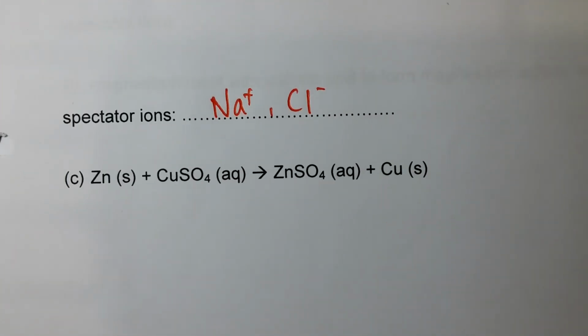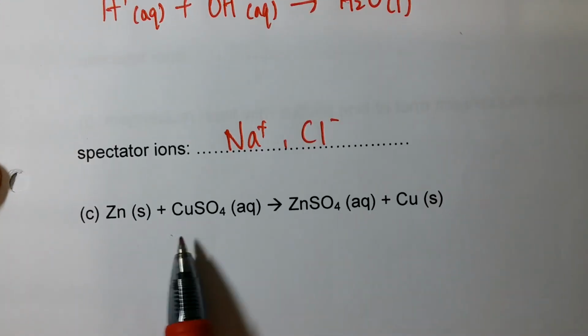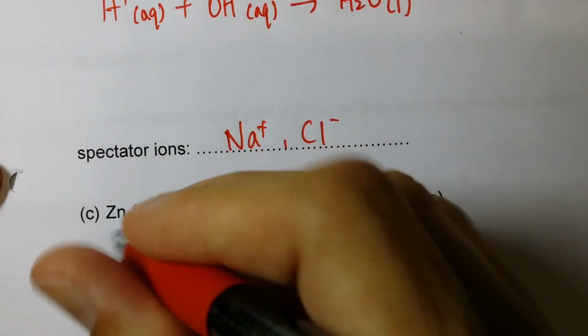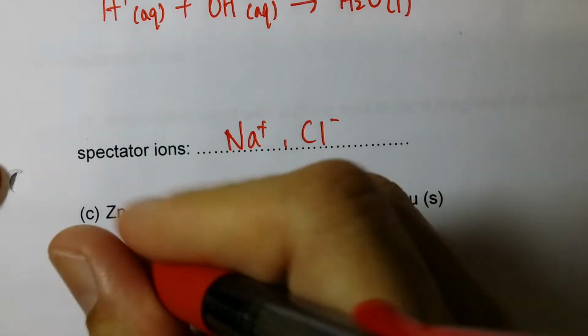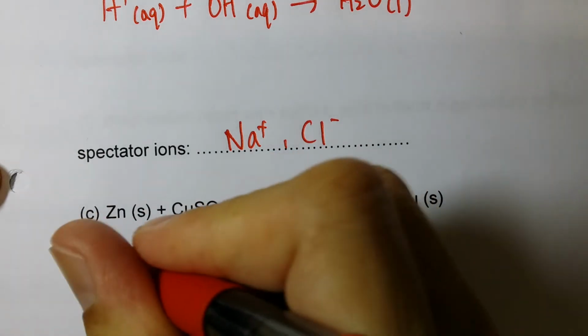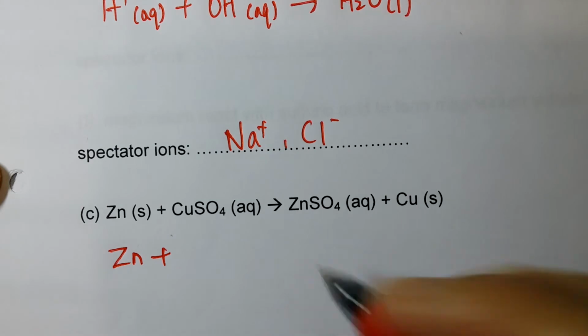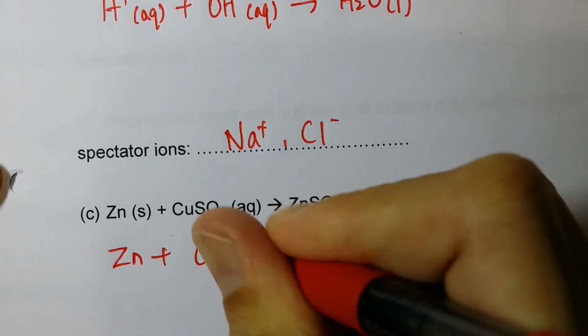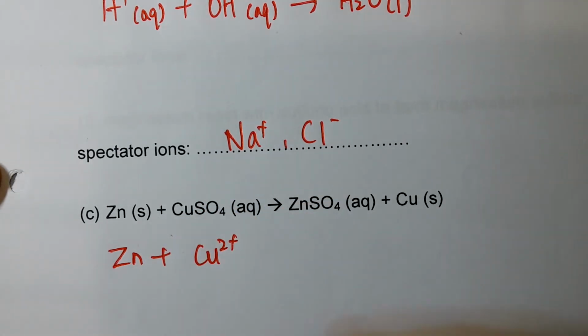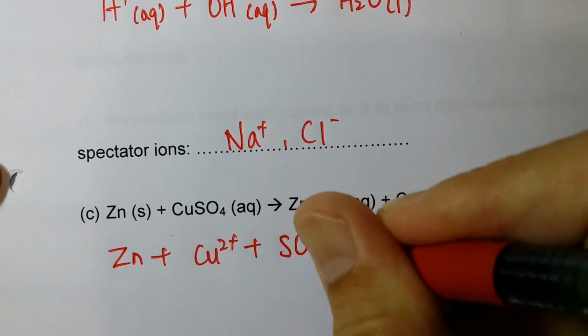Third question. First step, make sure that the chemical equation is balanced. Then after that, if it is aq, then split. This is solid, so we don't split. Zn (aq) we split. Copper(II) sulfate, split it into copper(II) ion, Cu2+, and sulfate ion.